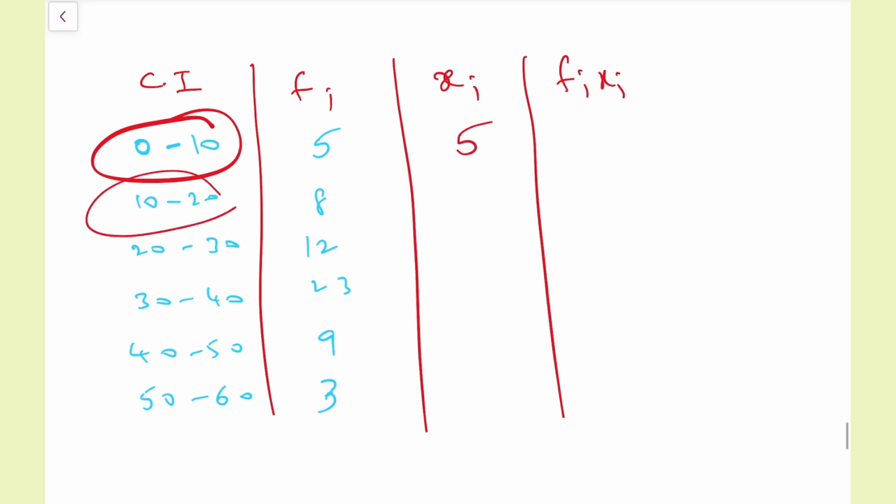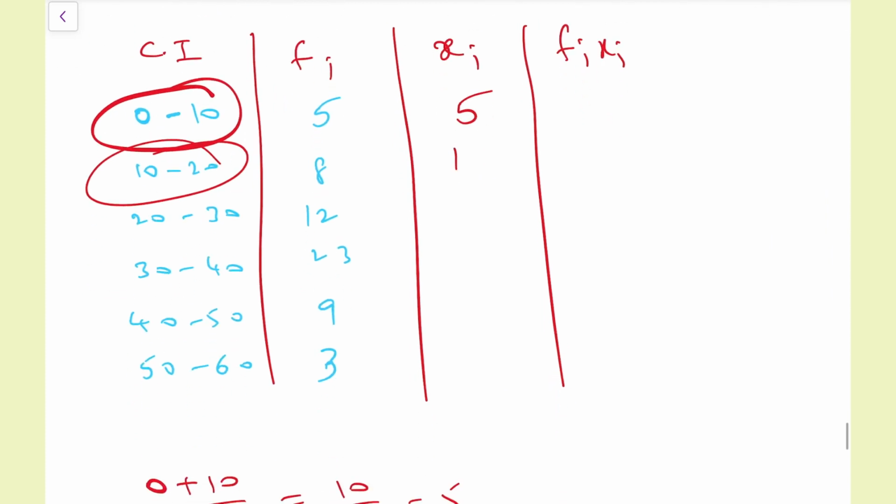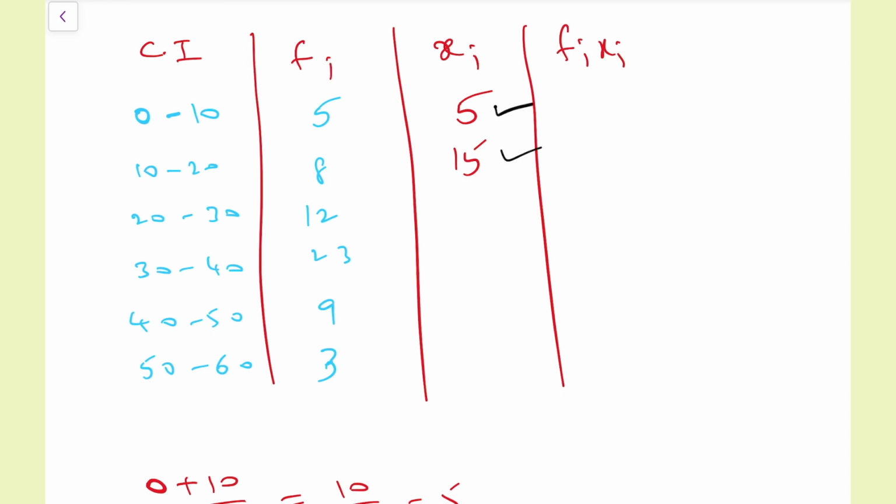Then again 10, 20 average. 10 plus 20 by 2, 10 plus 20, 30 by 2, that is 15. So here 15. And no need to find the class mark for every class interval like this. After doing two, you get one logic. 5 and 15, the gap is 10, right? So keep on adding 10. 15 plus 10, 25, 25 plus 10, 35, 35 plus 10, 45, 45 plus 10, 55. So we got all the xi values.